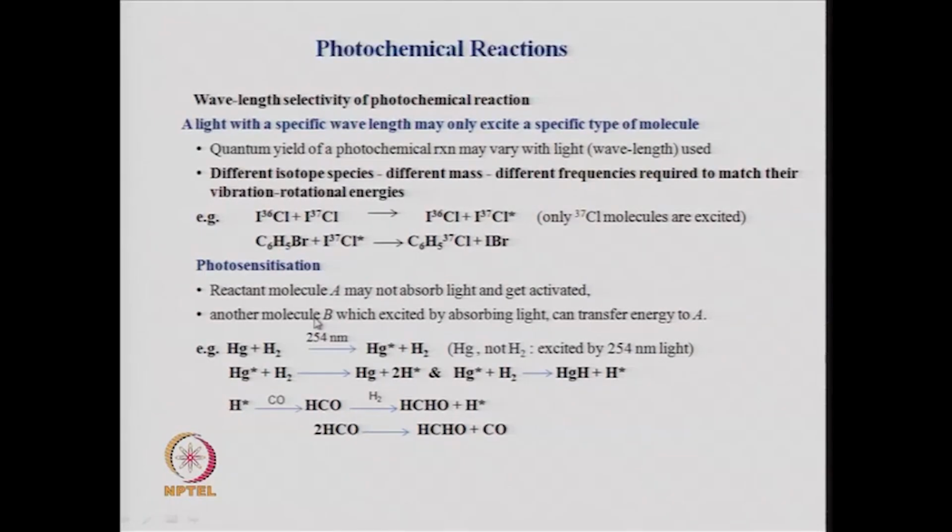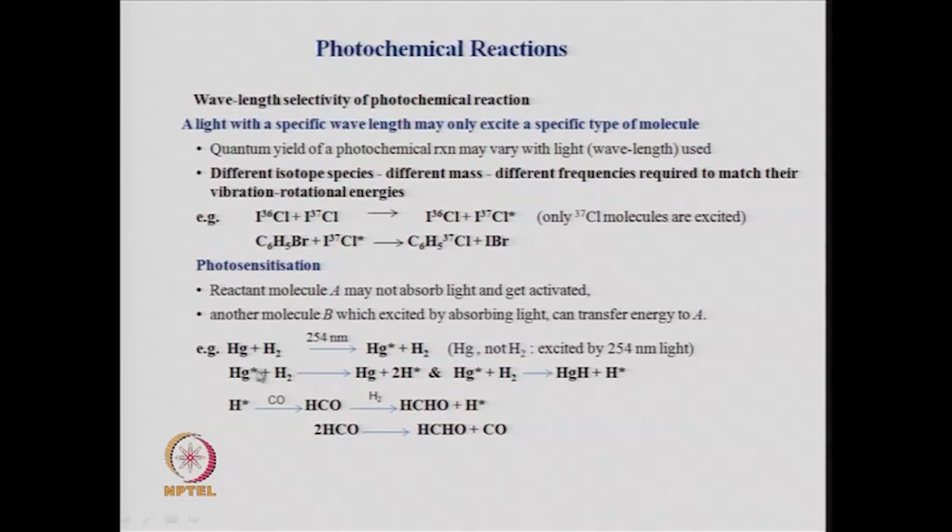But the molecule B, which is in close proximity with A, can be excited by the light which you are shining on the material. So, if B can get excited by the light which you are using and goes to an excited state, then it can transfer its energy to A and then A gets activated. So, this is called photosensitization, and here B will be called the photosensitizer, because that is the molecule which is getting excited and sensitizing A.